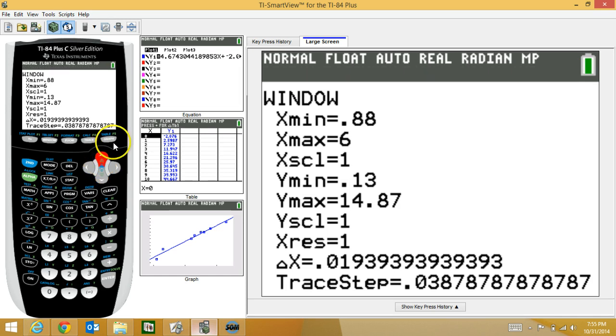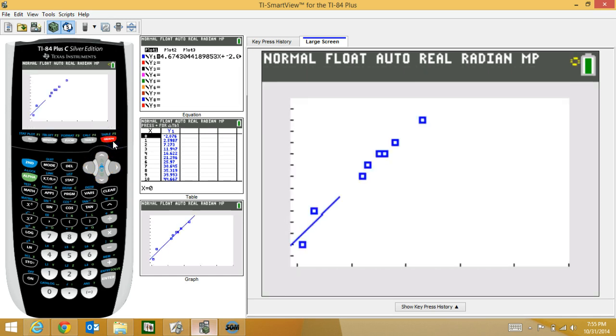And if we hit graph again, now what happens is, if 5.7 is out here, we're not going far enough up.